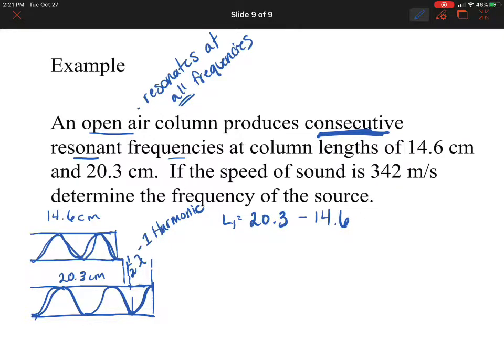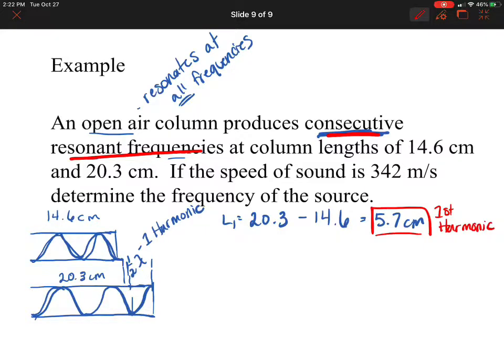Okay, so that might not be super intuitive to you, so maybe just think about that. Go back to my explanation once more. But I promise you, if you just reason it out for long enough, it will eventually hit you. You'll be like, oh, so this is the length that corresponds with the first harmonic. Because again, it's the change between the two consecutive resonant frequencies. And that's what I know.